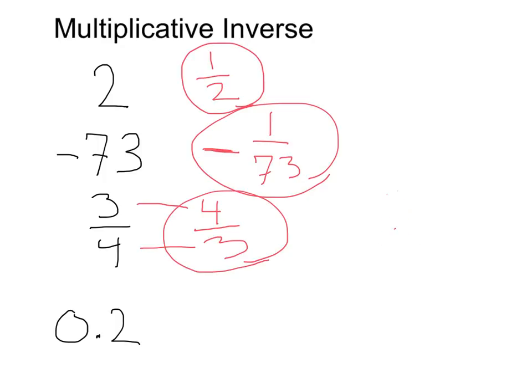Now, if you have a decimal, say 0.2, you're still thinking, what times 0.2 is going to give me 1? In this case, we know 0.2 goes into 1 5 times, right? 0.2 plus 0.2 plus 0.2 plus 0.2 plus 0.2 is 1. So our answer for this one is going to be 5. So for the multiplicative inverse, you're saying, what can I multiply this number by to give me 1?